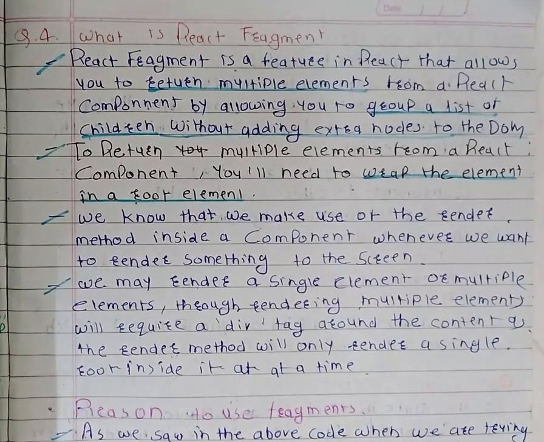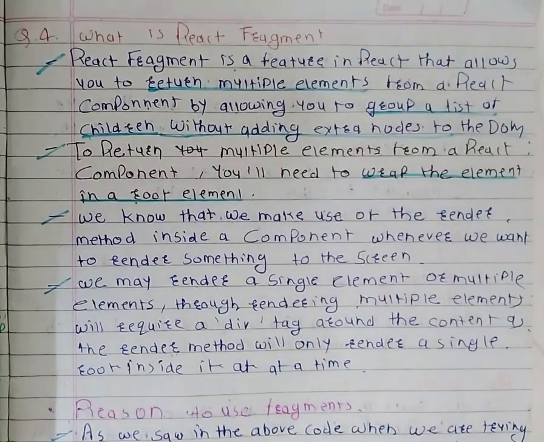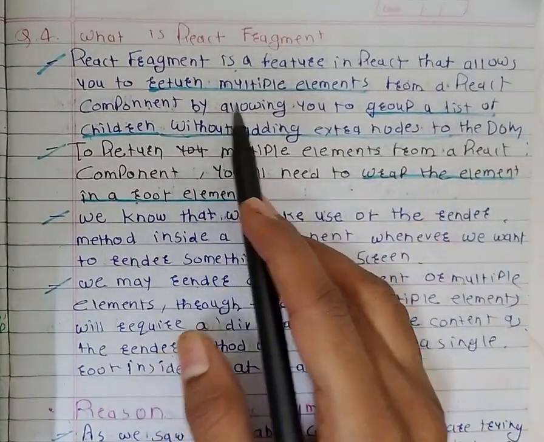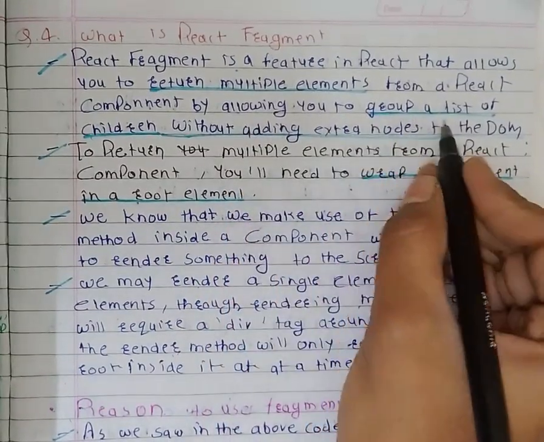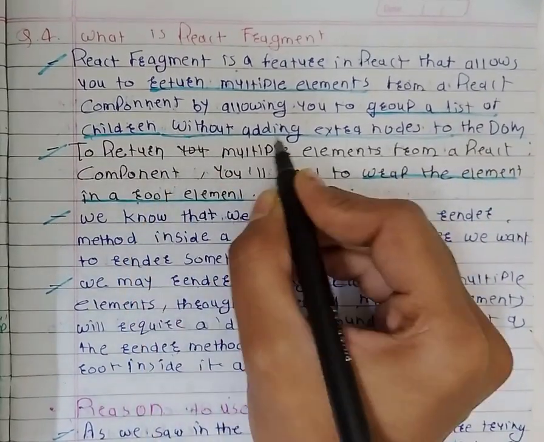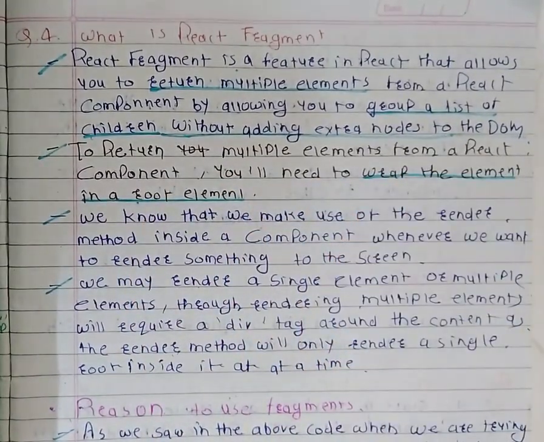Then what is React Fragment? React Fragment is a feature in React that allows you to return multiple elements from a React component by allowing you to group a list of children without adding an extra node to the DOM.